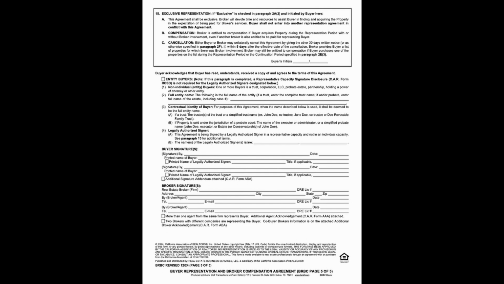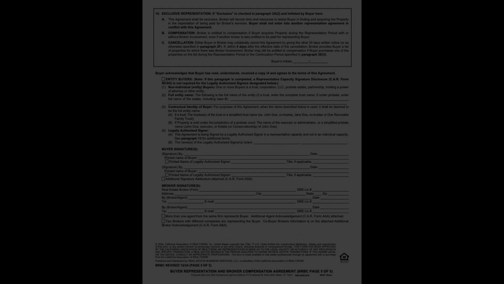Section 15. Exclusive representation. If you and your broker checked the exclusive box earlier and initialed this section, you're agreeing not to work with other brokers during the agreement. The broker is entitled to their fee no matter how the deal gets done, even if you find the property yourself. You can still cancel, but the broker gets to send you a list of properties they helped with. If you buy one of those homes later, they still get paid.